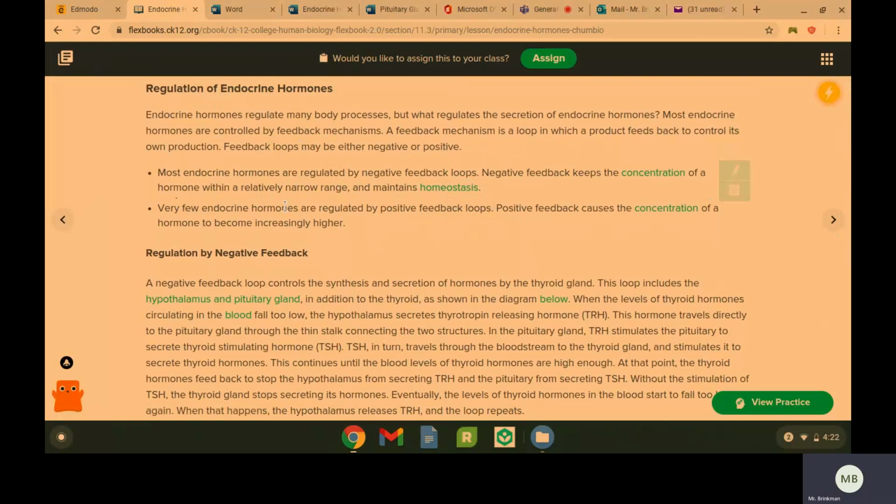A few of the endocrine hormones are going to be regulated by positive feedback loops. So positive feedback causes the concentration of a hormone to become higher and higher. All right.